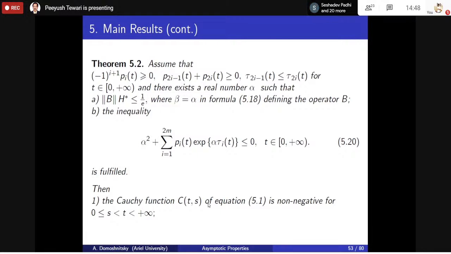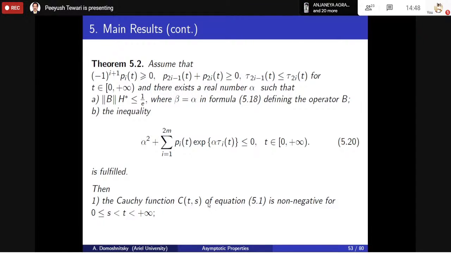And we can obtain the following. Assume that the coefficients are positive, negative, positive, negative. B is the operator, we know it, and we can verify this inequality. There exists alpha such that inequality 5.20 is fulfilled. Then the Cauchy function is non-negative, and if the difference between positive and negative coefficients is greater than the corresponding epsilon, then we have exponential stability.